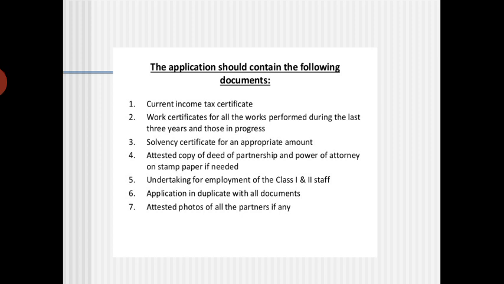Then the solvency certificate for an appropriate amount. The solvency certificate tells you about the background of that contractor, at what stage he is, how much money balance he has, what his economic background is. That has to be obtained from the competent authority only. Then an attested copy of a deed of partnership and the power of attorney on stamp paper, if it is needed.